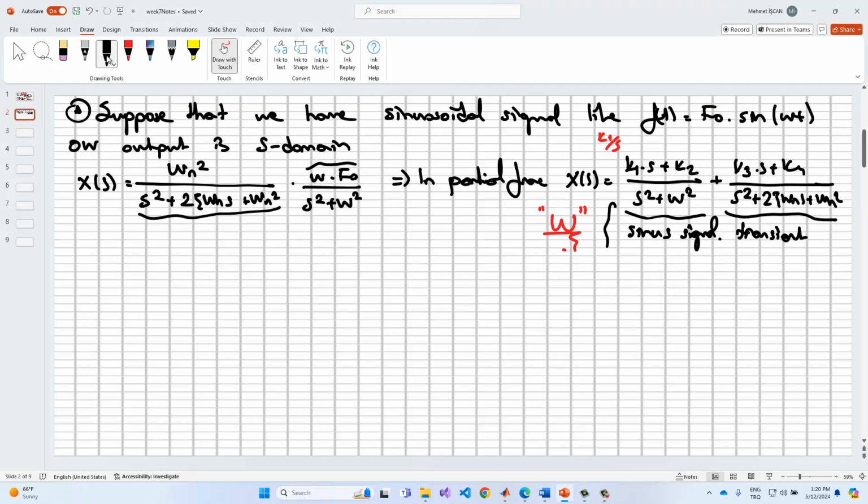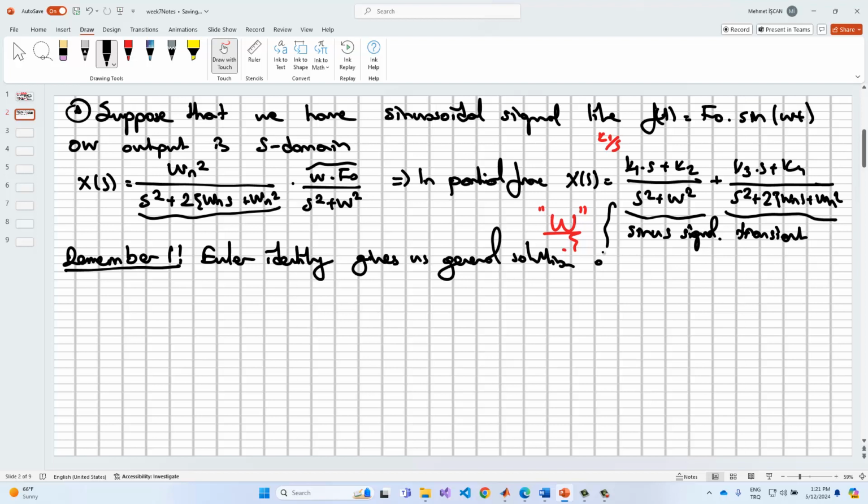First of all, we need to give some reminders here, just like this one. The first one is the Euler identity, which gives us the general solution of sin and cos signals, just like this one. And so we have the real part here, and we have the imaginary part here, and also we can build the other identity here.